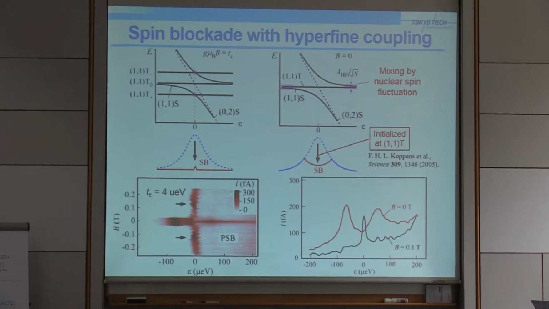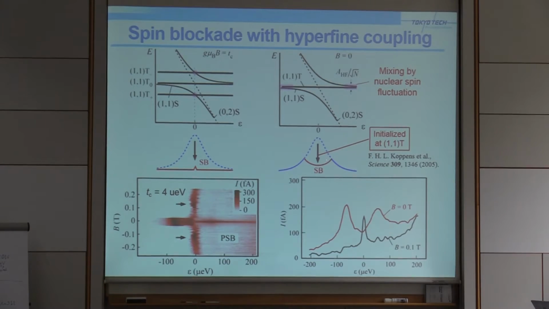If you change the magnetic field, the current is maximized at this condition, where the Zeeman splitting coincides with the tunneling coupling. From this we can estimate the tunneling coupling in a double quantum dot. But in this case, we will focus on the zero field spin blockade. In the case of zero magnetic field, all triplet states are degenerate, and they effectively couple to the singlet state through a very small amount of nuclear spin fluctuation. Therefore, this coupling lifts the spin blockade.